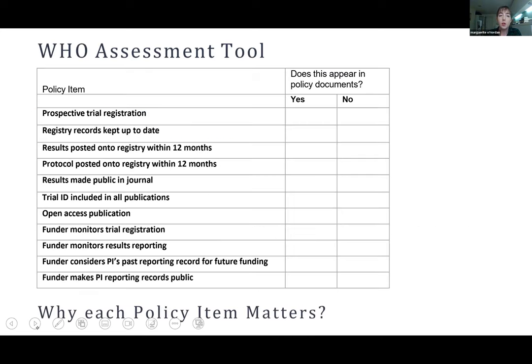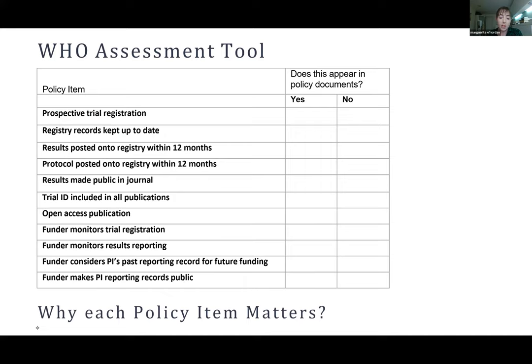So I'm not going to spend too long on the assessment tool in terms of looking at every policy item individually. I'll just give an example of three of them, given that it is the main tool we used for the whole study. It's not relevant to go into every one of them, but why do they matter? Why did the WHO joint statement in 2017 come about, full stop? And what's the point of our whole assessment? So if you think about prospective trial registration, why do we care so much about this?